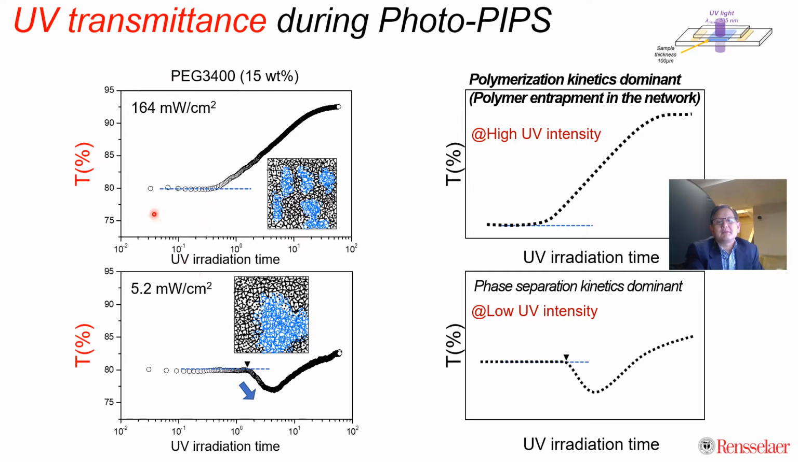photocurable polymers. At high intensity, the UV transmittance stays kind of flat, and then eventually it goes up due to the consumption of the photoinitiator. Whereas with low intensity, the polymer has enough time to diffuse and develop turbidity. So the transmission drops due to the physical phase separation, and eventually it goes back up because of the consumption of the photoinitiator.